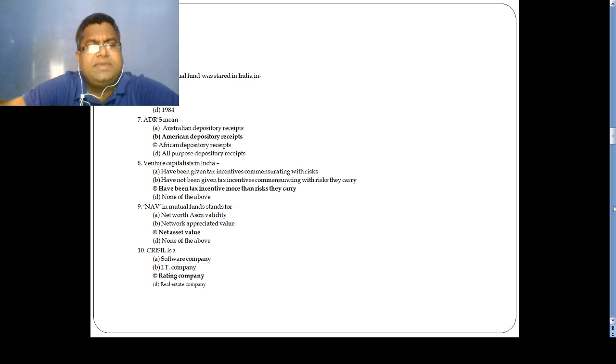Ninth: NAV in mutual funds stands for what? NAV is net asset value. I have already stated this in my previous classes. CRISIL is a rating company. It is not a software company, not an IT company. It is a rating company. CRISIL, CARE, ICRA, these are called rating companies.